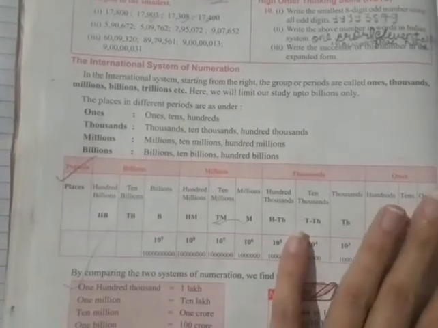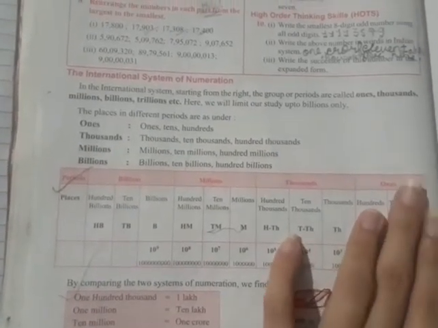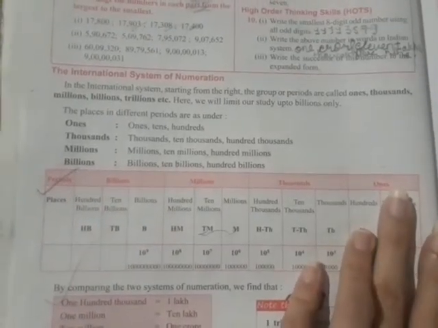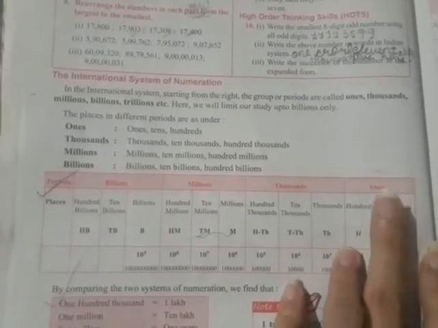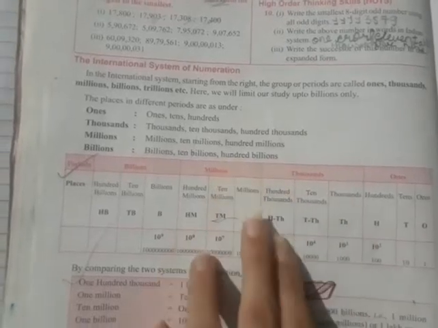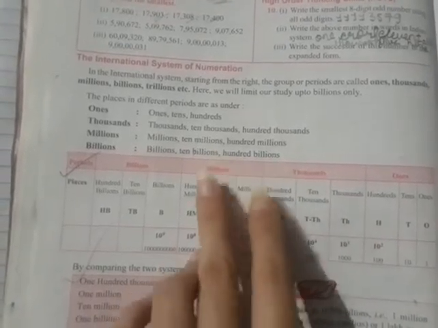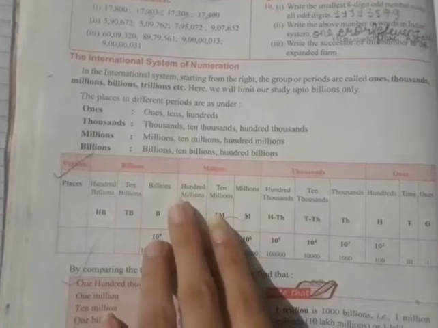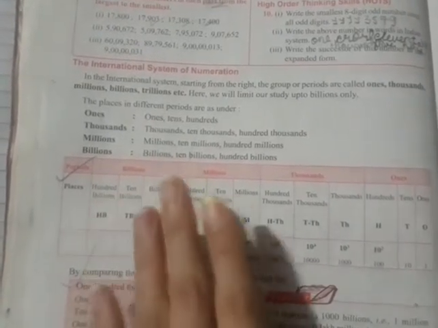So starting from the right, in the international system, the periods are called ones, thousands, millions and billions. Ones are then further split up into ones, tens, hundreds; thousands into thousands, 10,000s, 100,000s; millions into millions, 10 millions, 100 millions; billions into billions, 10 billions and 100 billions. Here we limit our study up to billions only.